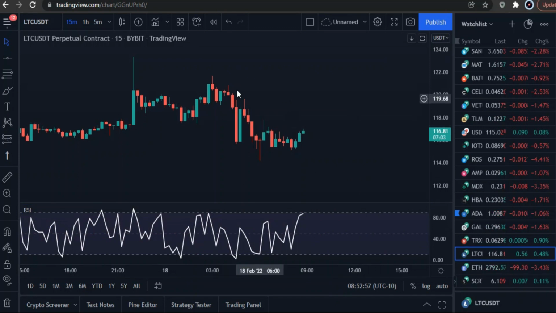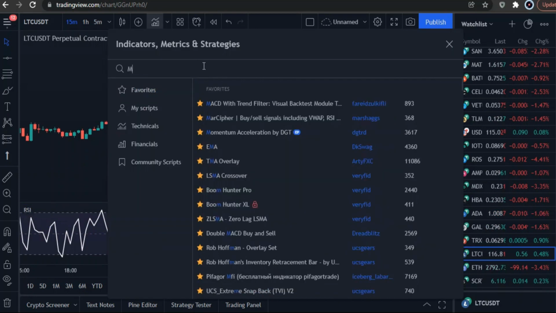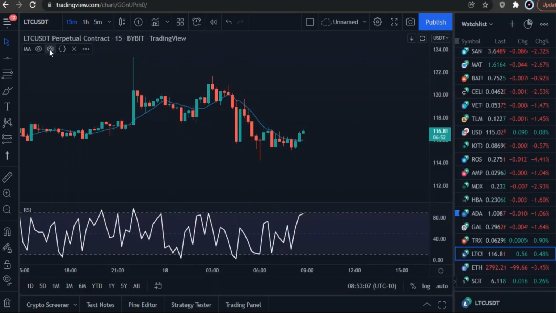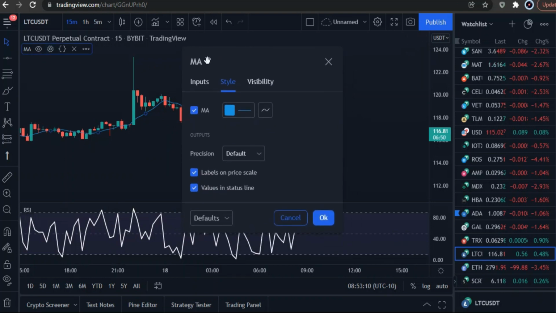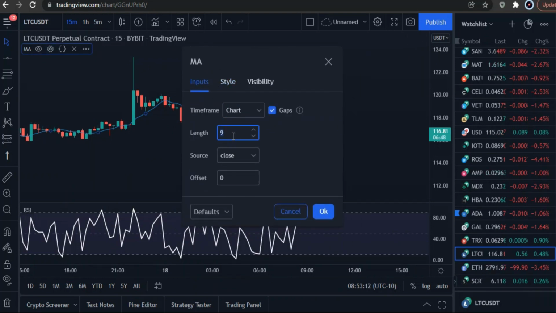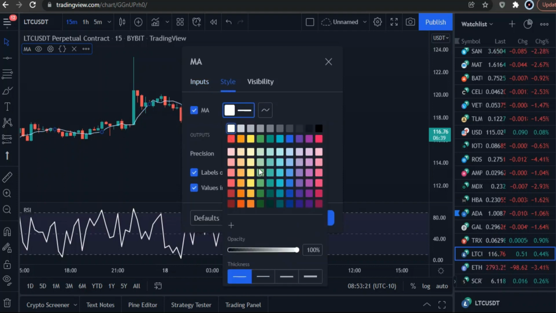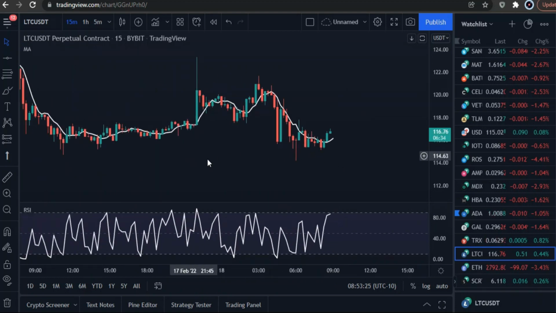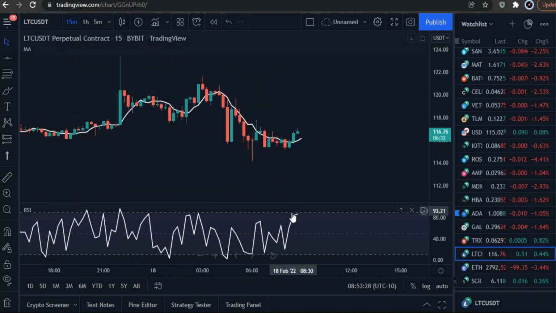Now we will look for another indicator, which is the moving average indicator. After applying it to the chart, open its settings as well. Head to the inputs and change the length to 5. And don't forget to change the offset to 1. As for the color, choose any color you want. So far, this is all we want to see on the chart.